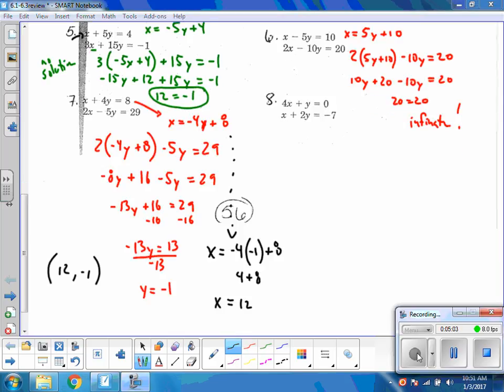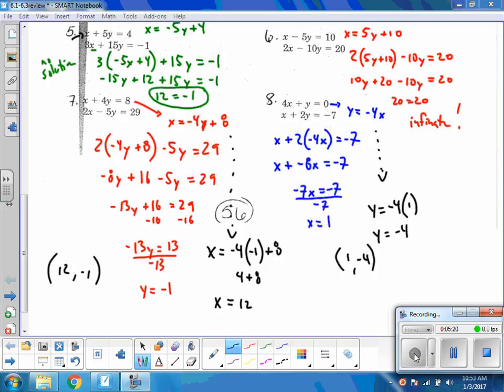All right, I did a lot of math on this one, and you could have done it a different way. A lot of different ways to do this. I end up with y equals -1. I substituted back in and found that x equals 12. So this is one solution, and it's at 12, -1. All right, press pause. I'm going to press pause, but you try number 8.